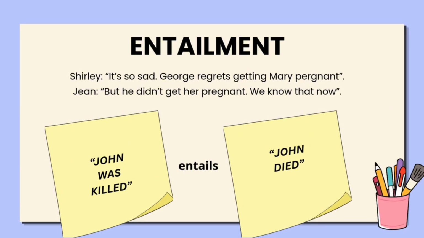For example, if I say "I regret lying to my mother," it automatically means that I really lied to my mother. In the same way, the sentence "George regrets getting Mary pregnant" already implies that George got Mary pregnant. So, Jean's reply contradicts the entailment, and that is why the conversation sounds logically inconsistent.